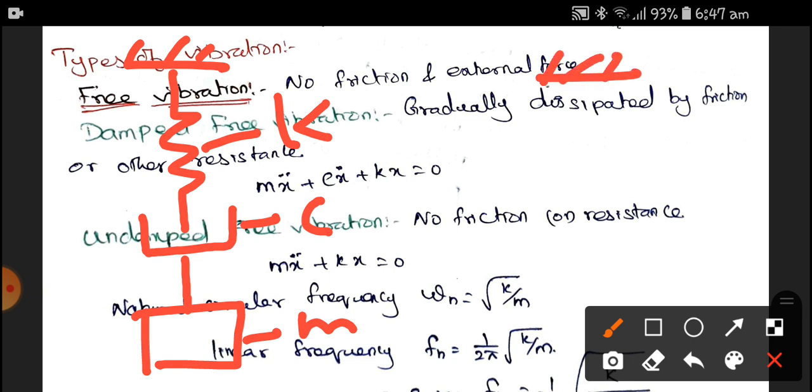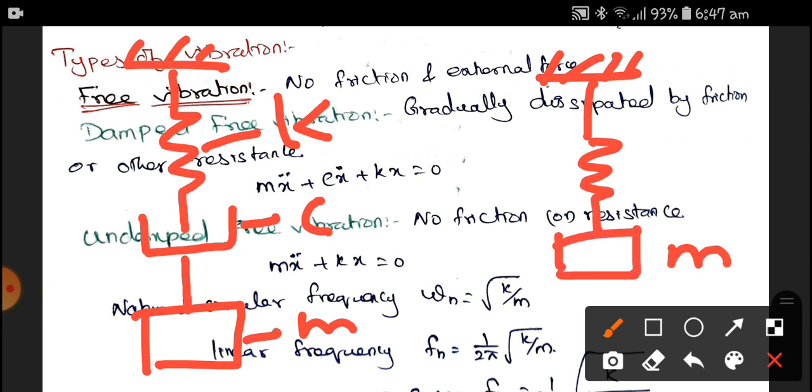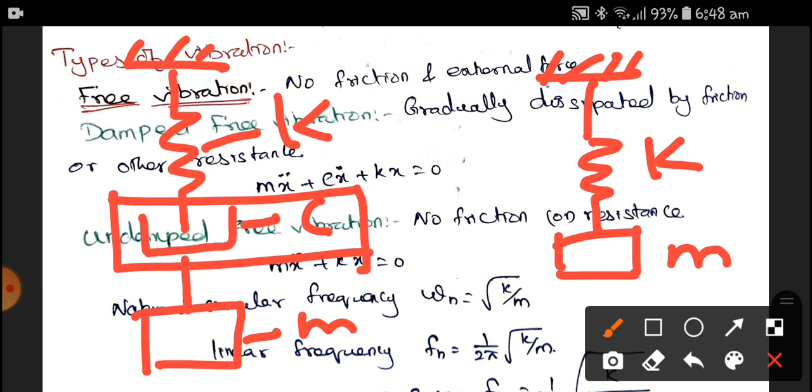Undamped vibration has no dashpot between the mass and spring. Only mass and spring are available in the undamped vibration. In the damped vibration, since there is a dashpot C, it will produce resistance, because in the dashpot, oil, a kind of fluid, is used. Generally, fluids have viscosity, therefore resistance is possible, and the vibration is gradually dissipated by means of friction, or we can say resistance. In the undamped vibration, there is no friction and no resistance.